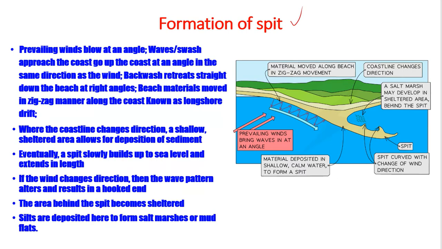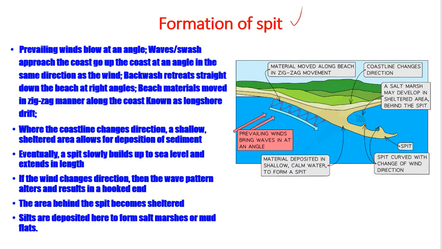So if you look at this diagram here, let me use this diagram to explain it. Then you can actually pause the video to read through the content written here. Now, prevailing wind brings waves in at an angle. So the waves come in at an angle because of the prevailing wind.